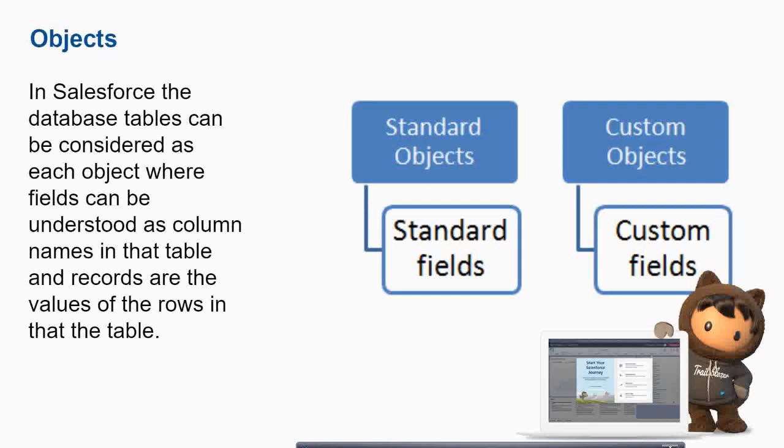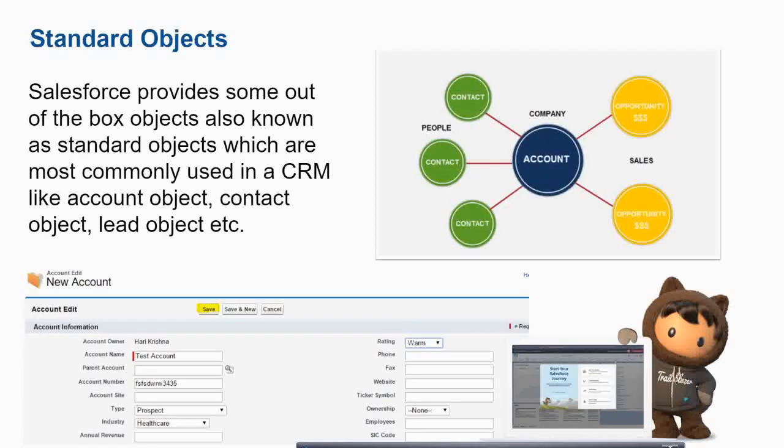Okay, and records, you will have heard this term. The records are the rows inside that, so you can think of it like this. I hope I made it clear by now. Okay, so this is what objects are. Objects are the place where you store the data, and there are some objects like account object, lead object, these things. So we'll look into this in this slide.